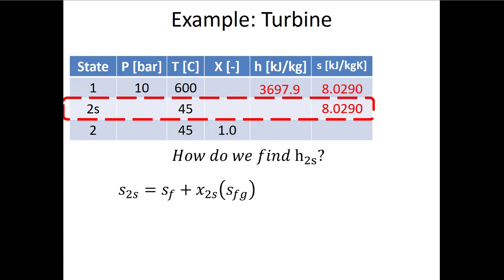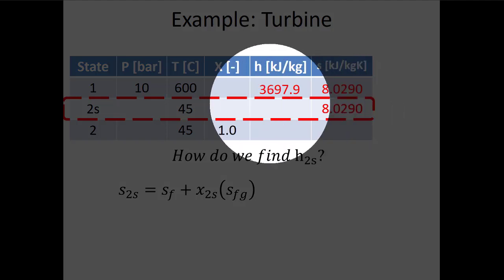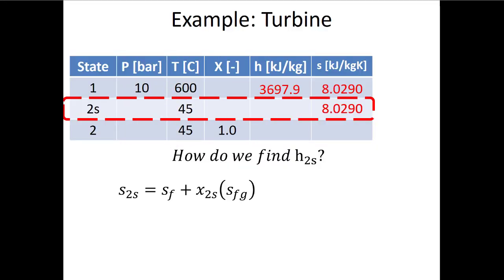In this case, we would find that this specific entropy is between hf and hg for a temperature of 45 degrees. So I find out that this is below the vapor dome. So now I can use the fact that I know s2s to find x2s. Here I know s2s, I know sf because I looked it up, I don't know x2s, but I can find sfg because it's sg minus sf. So now I can find the quality, and the quality is pretty close to 1. So this is mostly saturated vapor, but there's a little bit of saturated liquid in there too. But now I know the quality.